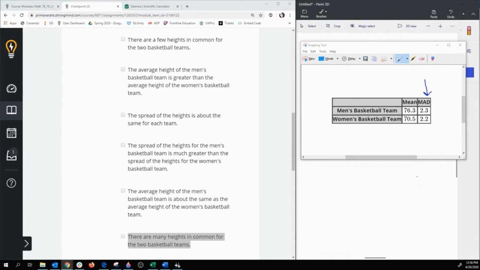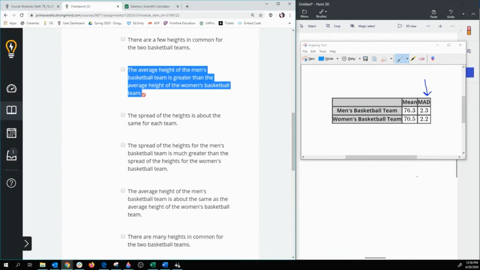Let's see. The next one's talking about the average. So average is another word for mean. So it looks like the average for men's basketball is taller. So the average height of the men's basketball team is greater than the average height of the women's basketball team. So that is the second one. Let's see. The spread of heights is about the same for each team. So we want these two.